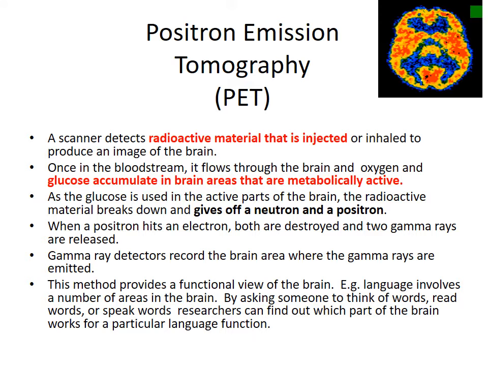Now, as the glucose is used in the active parts of the brain, the radioactive material breaks down and gives off a neutron and a positron. When a positron hits an electron, they're both destroyed and two gamma rays are released. And it is the gamma ray detectors that record the brain area where the gamma rays are emitted from. Now, this gives us a functional view of the brain, so it shows us which areas are involved in language, for example, if you're being asked to speak during the PET scan, or it'll show us functions of different parts of the brain.